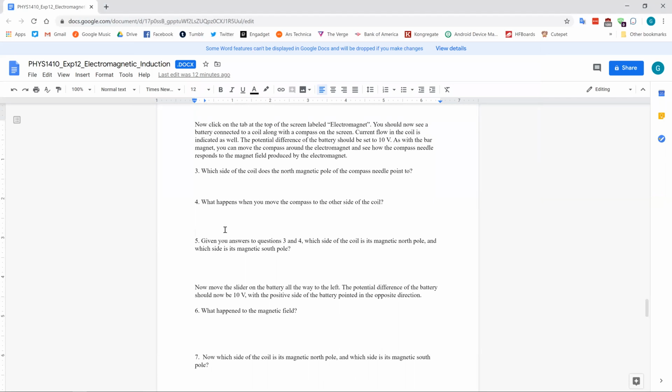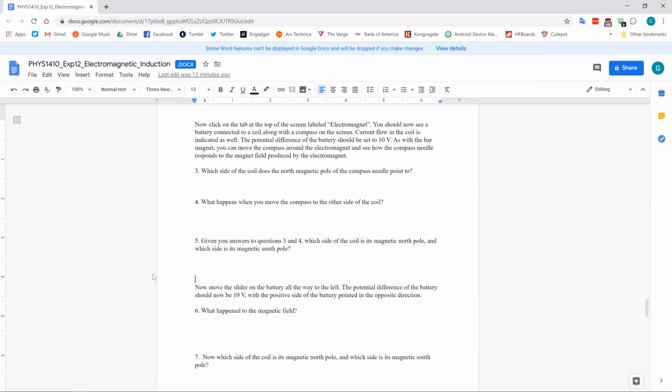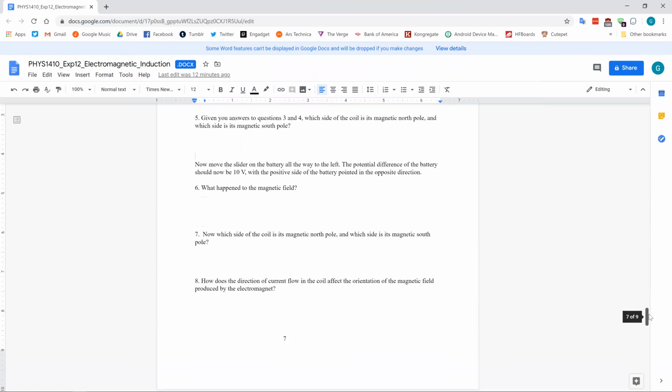So given what you see there, which side of the coil is its north pole and which side is its south pole? This is using what you learned about the bar magnet to assign the north and south magnetic poles to the electromagnet as it's set up when you just come into the sim.